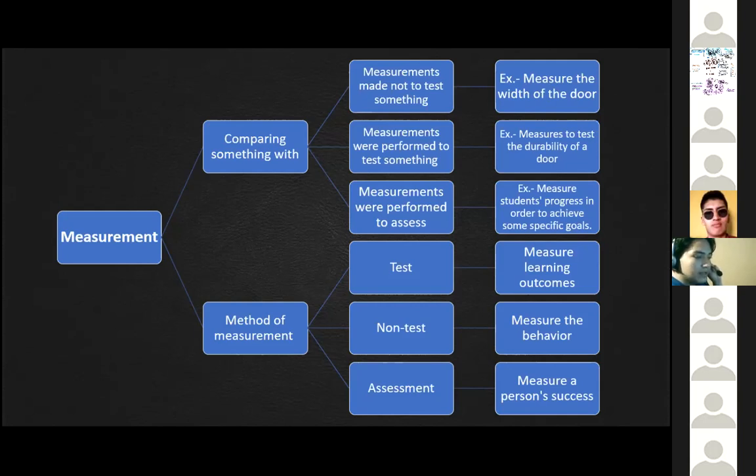We have the test, with which we measure the learning outcomes, and we can categorize the results of our students. Then we have the non-test. Here we measure the behavior of the students. In this case, we can categorize the answers of our students. And finally, we have the assessment, with which we measure a person's success. Next, please.